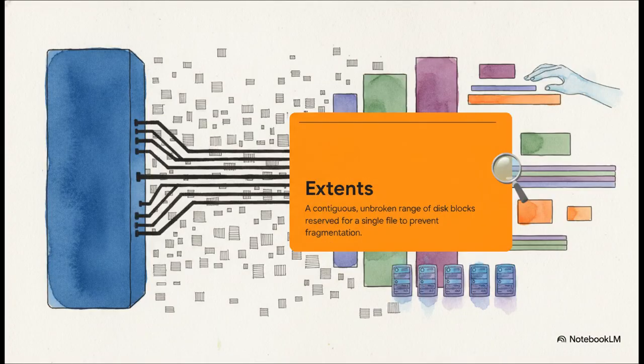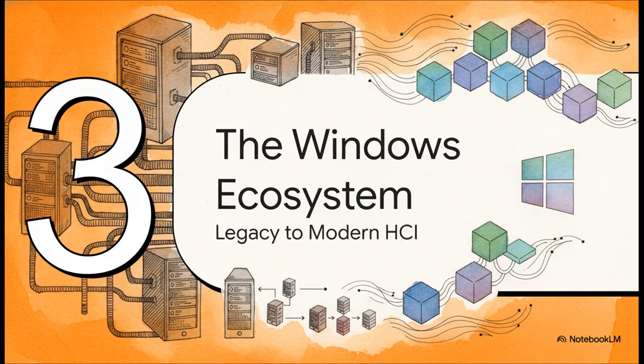Finally, we have extents. Basically, an extent is a contiguous, unbroken range of disk blocks reserved for a single file. By allocating blocks in these massive chunks rather than tracking millions of tiny individual blocks, the file system avoids severe fragmentation. And that is an absolute necessity for enormous virtual machine disk files that span hundreds of gigabytes or even terabytes.